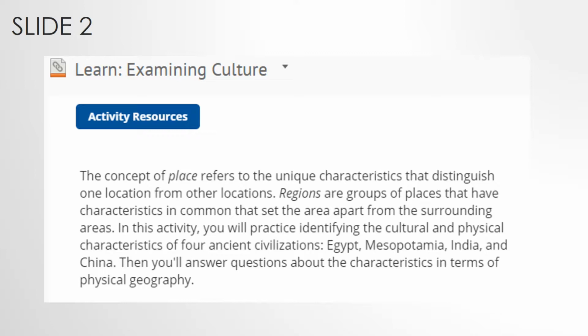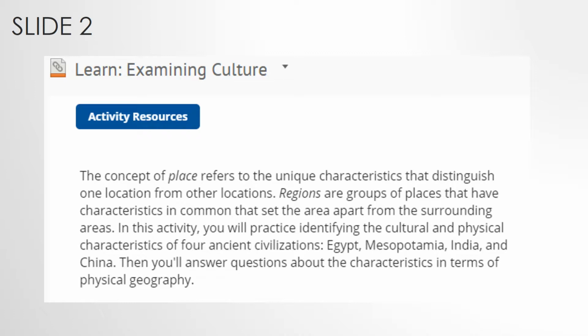In one of our first lessons in Unit 1, I believe it was Lesson 3, we talk about the different concepts of place and region. So this is kind of a review of that after we've learned about these ancient civilizations. Now we're going to go back and think about them in terms of the place and the region and also the geography. So a place refers to a unique set of characteristics that distinguish one location from other locations. A region would be a group of places that have characteristics in common and set them apart from surrounding areas.